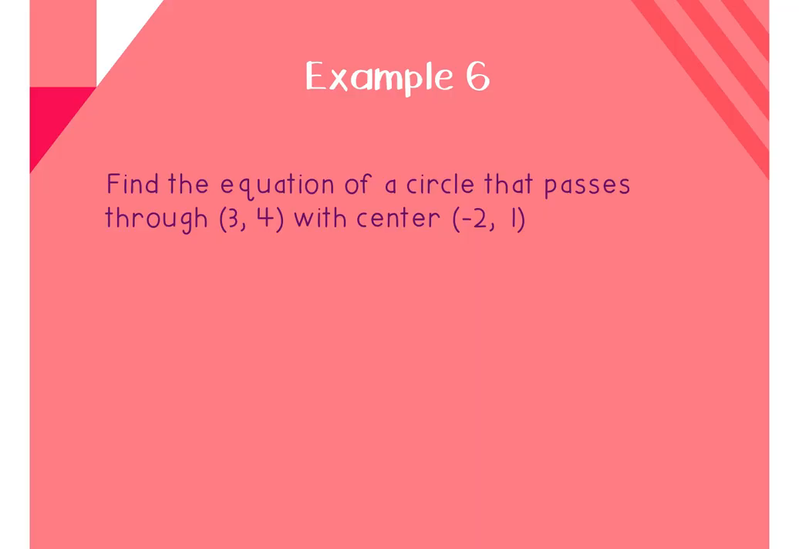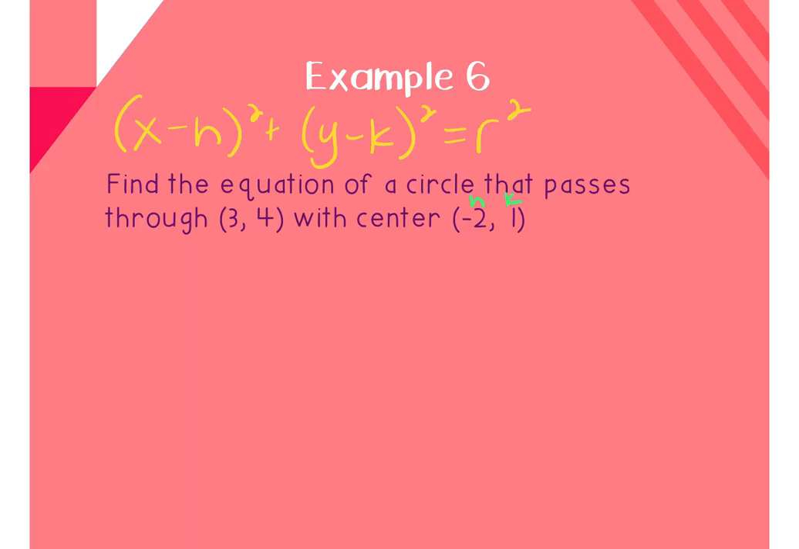But now we're going to apply it this way. Find the equation of a circle that passes through (3, 4) and has a center of (-2, 1). So my standard form is (x - h)² + (y - k)² = r². What I need for this equation is my center and my radius squared, right? What information did I already give you? The center. So the center is my h, k.